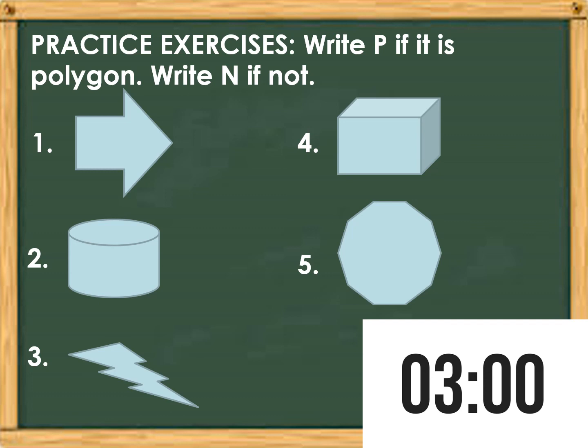So, eto na ang sagot. Number 1, it is a polygon. Number 2, it is not a polygon. Okay, so lagi niyong tatandaan, if we have a 3D shape, automatic it is not a polygon. Number 3, it is a polygon. Number 4, it is not a polygon. Number 5, it is a polygon.